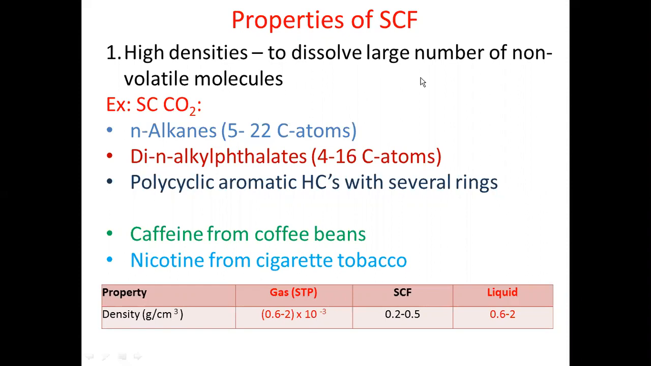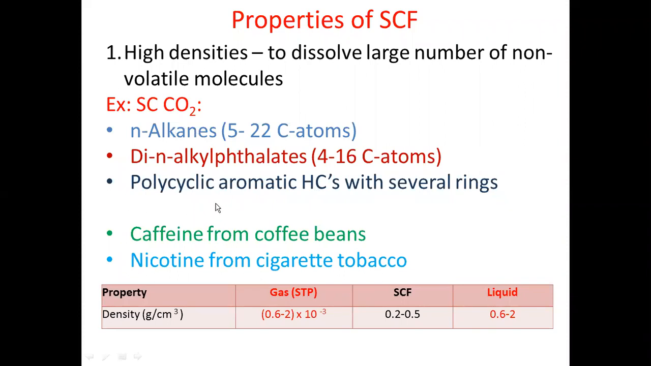So if you use supercritical carbon dioxide, you can make many n-alkanes containing 5 to 22 carbon atoms dissolve in supercritical carbon dioxide, not only for the dissolution process, but also for the separation process. Supercritical carbon dioxide can be used. So supercritical carbon dioxide will be a best solvent for the dissolution of n-alkanes containing 5 to 22 carbon atoms. And even di-n-alkylphthalates containing 4 to 16 carbon atoms are easily soluble in supercritical carbon dioxide.